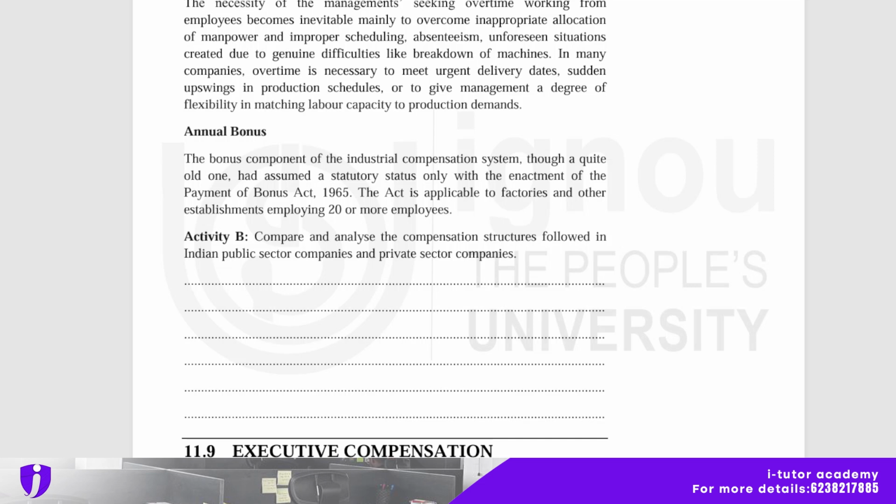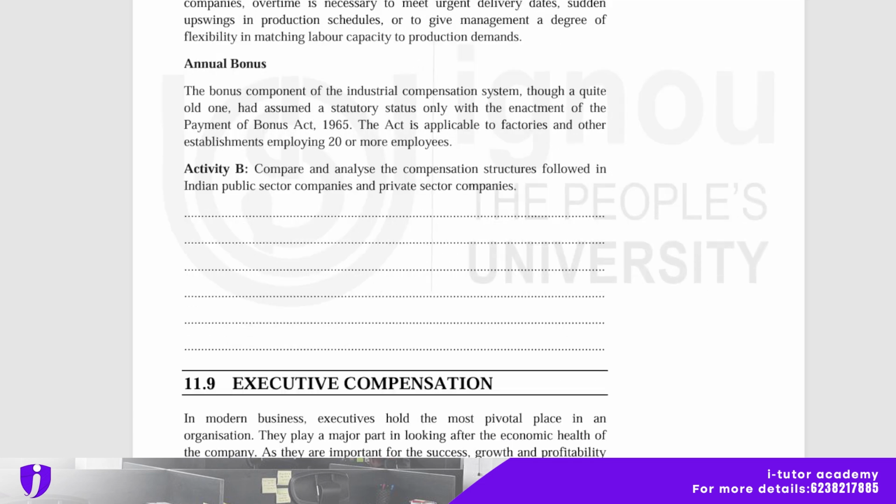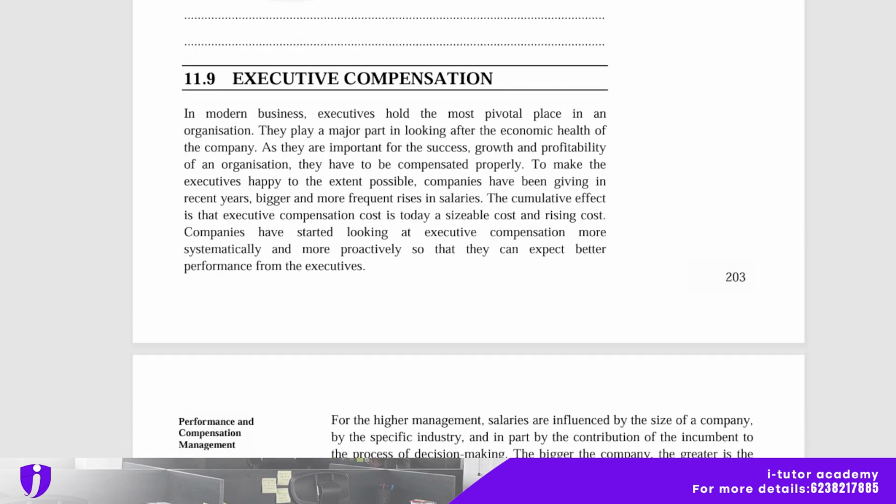The act is applicable to factories and other establishments employing 20 or more employees. And next is executive compensation.